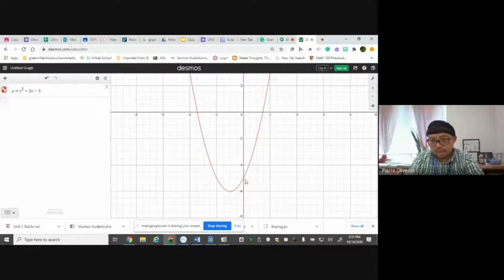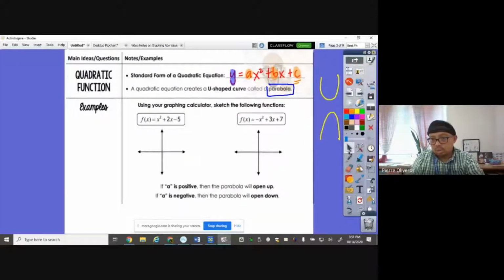You will see it's still like a U shape. And in this case, the y-intercept there is negative 5. So I'll copy that down. So it's a U shape, something like this way. And it crosses at negative 5 there. It opens upward, if you notice, it opens up.